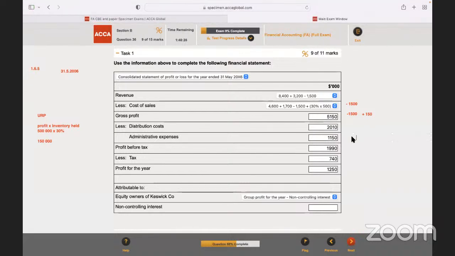Normally, guys, the formula for the NCI profit is like this. NCI percentage into subsidiary's profit after tax. From this, we should subtract URP, into the NCI percentage. But guys, listen very carefully. URP you should adjust only if the subsidiary is the seller. Understood?